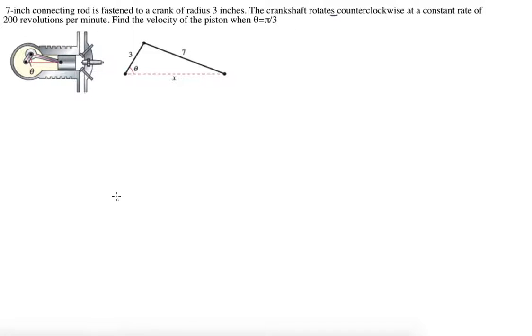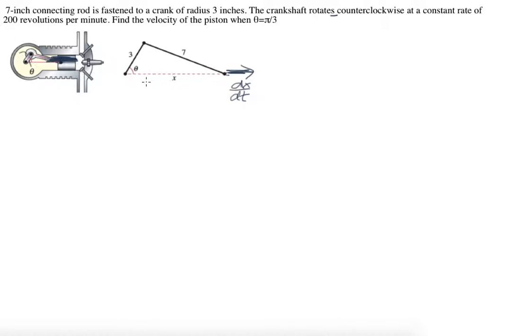So in this related rates problem, we're going to find the speed of a piston, right? So this piston right here is going to move left and right as the crankshaft here spins at a rate of 200 revolutions per minute. And since we're looking for the speed, or the velocity, of the piston, the piston's going to be traveling along the x here, and so we're going to be looking for dx/dt.